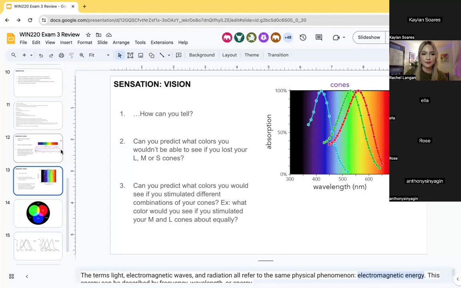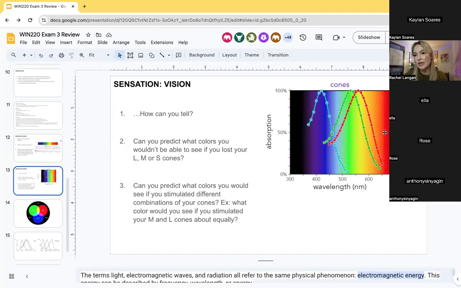Okay. Gotcha. But you said if you lost your S cone, you'll be okay. You can still see. Well, if you lost your S cones, which is this one, you would miss blue. So you could still see green and yellow and orange and red, but you wouldn't be able to see blue. And if you lost your M cone, you would not be able to see green, because that requires the comparison between the two.